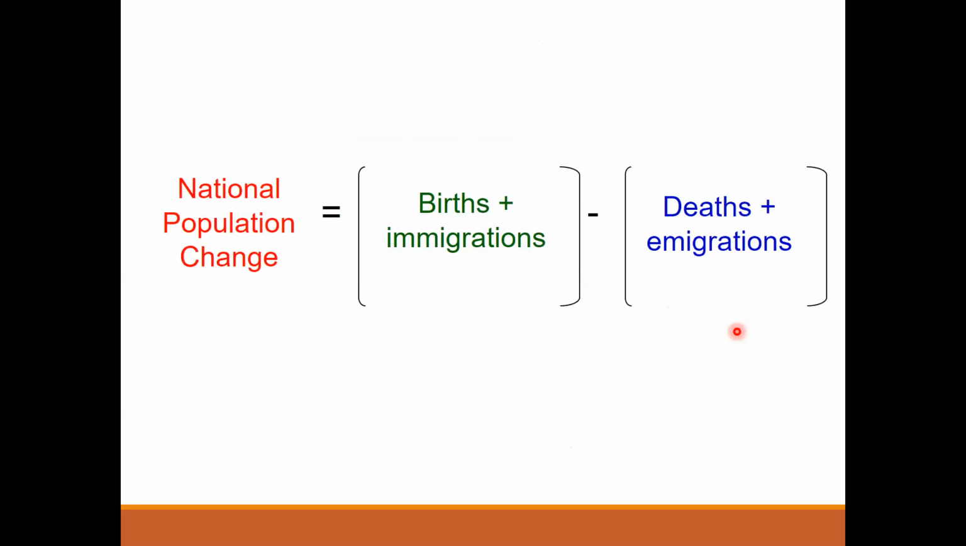Okay, and I already mentioned this, for national population, the difference is births plus immigration minus deaths plus emigration, divided by 10. That's going to give you your change at the national level.